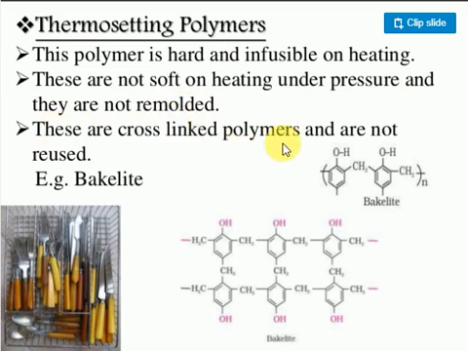These are cross-linked polymers. Look at the cross-linking. Just imagine this one molecule is one monomer. They all join together and form one linear chain. Again, this one is joining with other linear molecules. Look at this, some link is there. This is called cross-linking. This is very, very important.